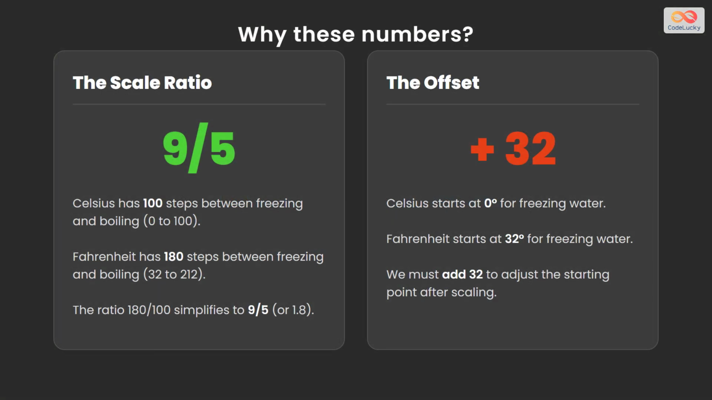You might wonder where these numbers come from. The fraction 9/5 comes from the ratio of the two scales. There are 180 Fahrenheit degrees between freezing and boiling, but only 100 Celsius degrees. That ratio simplifies to 9/5, or 1.8. The plus 32 accounts for the fact that Fahrenheit starts counting at 32 for freezing, whereas Celsius starts at 0.